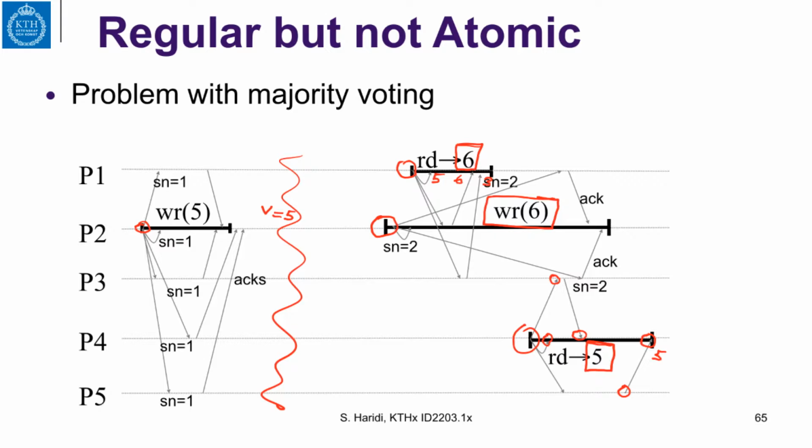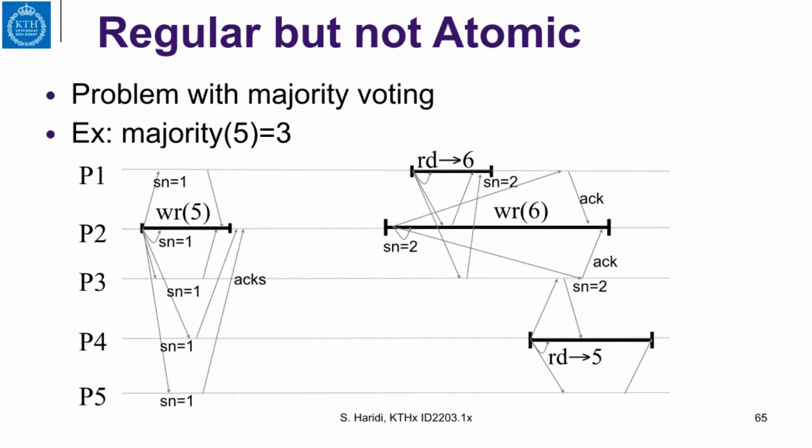Why is it not atomic? Because this invocation is after this response. So this read operation precedes this read operation, but this returns the value 6 and this returns the value 5. So this returns an older value. So this is not linearizable. So let us look now at how we'll solve this problem.